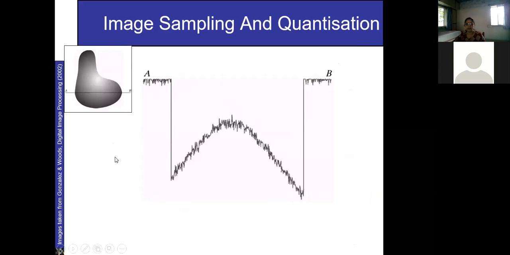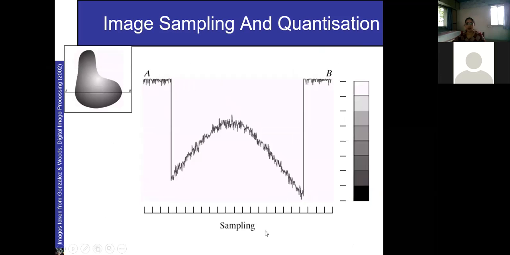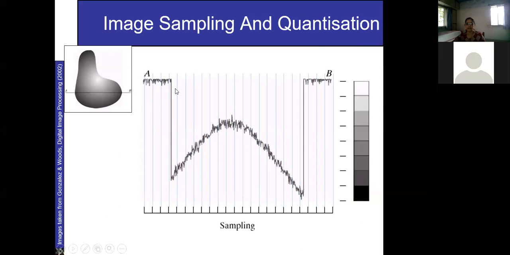So this is your continuous image. When we sample it, we digitize the x coordinate. So as shown here, we are digitizing the x coordinate, and we are not considering a continuous signal, but we are considering sample values, which are represented by the sky blue lines. So here we are considering only these instances and we are considering these samples.